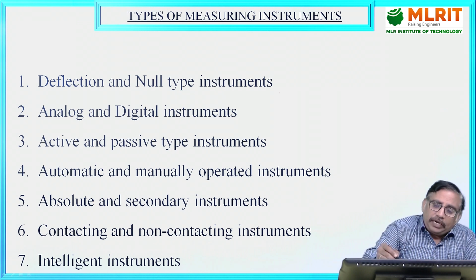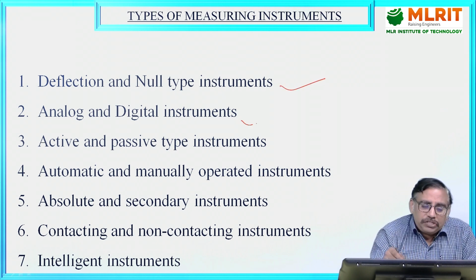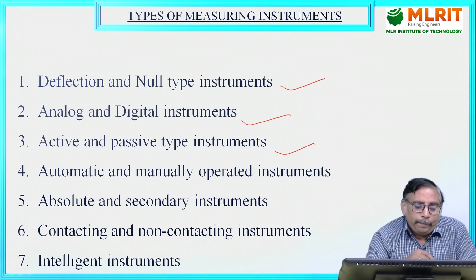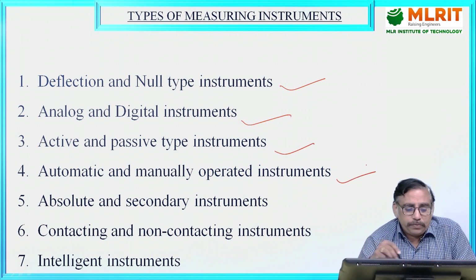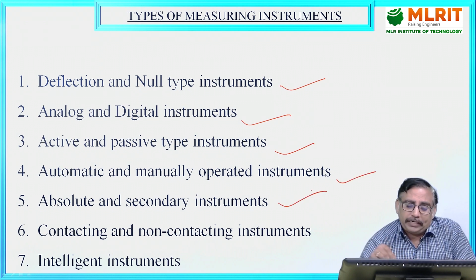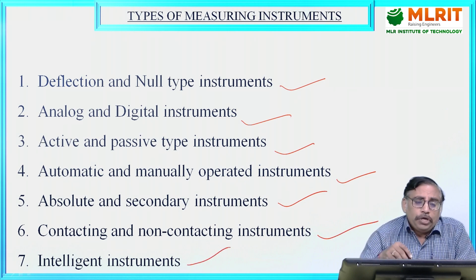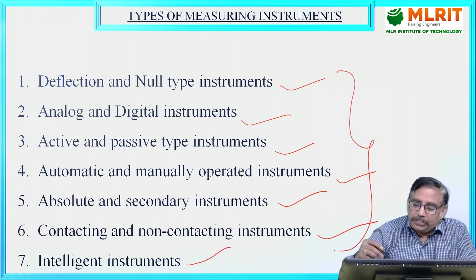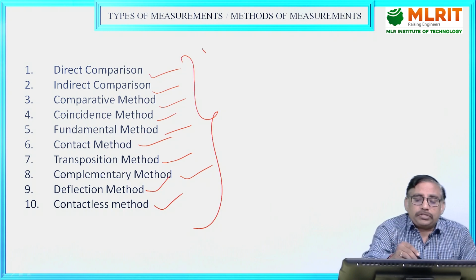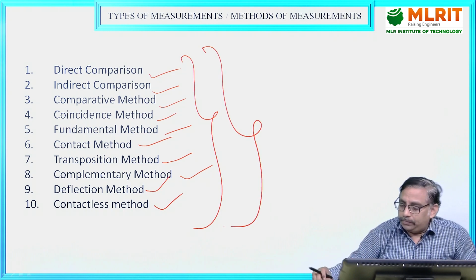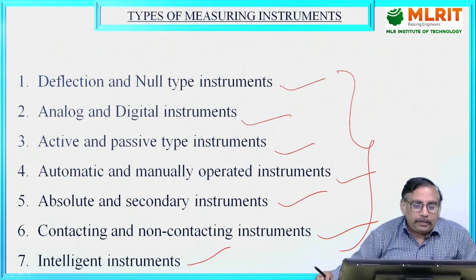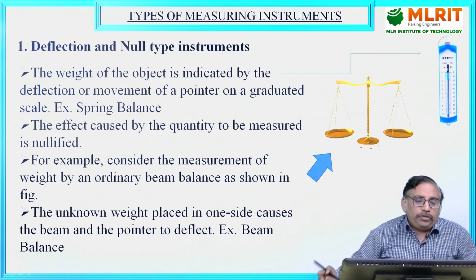So deflection and null type instruments, analog and digital, active and passive instruments, automatic and manually operated instruments, absolute and secondary instruments, contact and non-contacting type, intelligence instruments. If you particularly see all these types of measurements, they are included with all this, right? So types of methods, types of measuring instruments. Coming to deflection and null type.